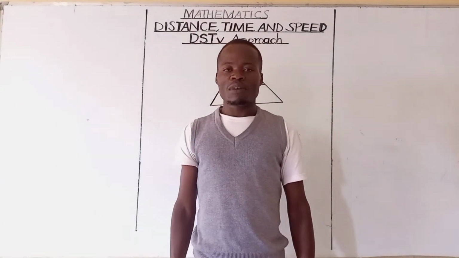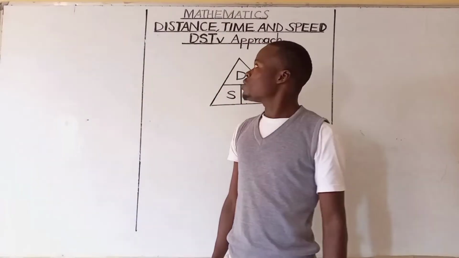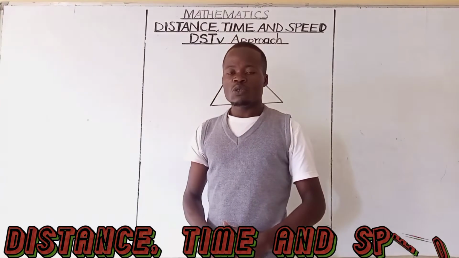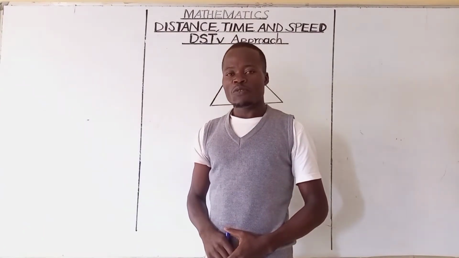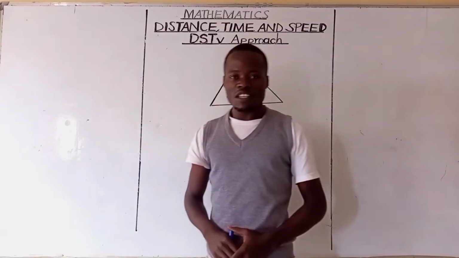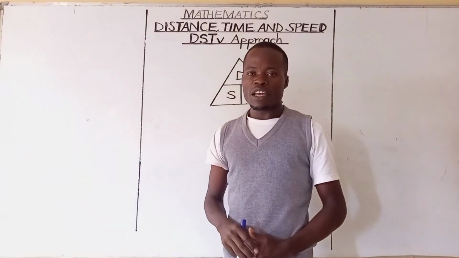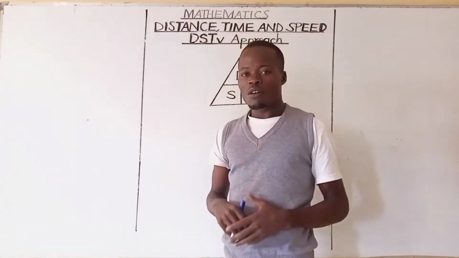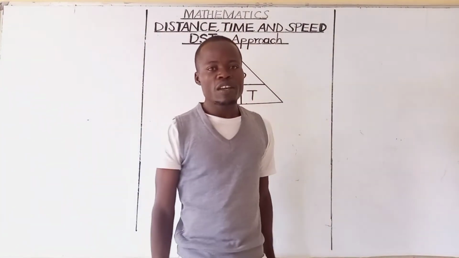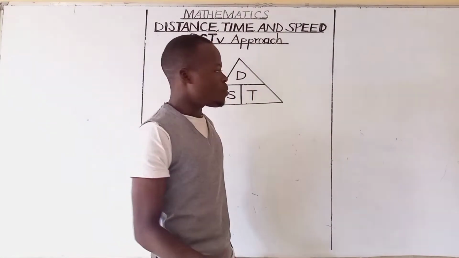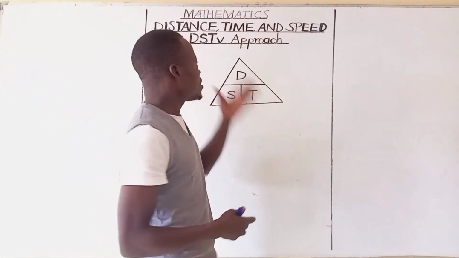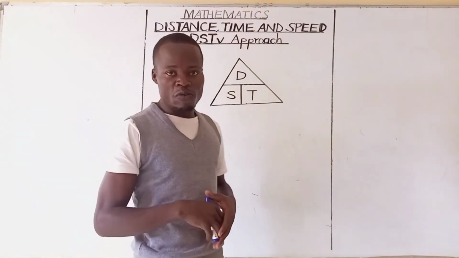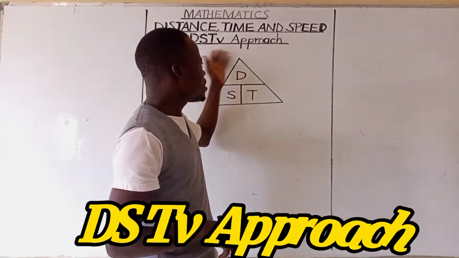I want to take you through a math lesson, and today we are going to discuss distance, time and speed. Today I've borrowed a leaf from a television network, DSTV, to come up with a formula which we can use to calculate the distance, time and speed. Our formula of today is very simple. That is the simplest way in which we can approach how to calculate the distance, time, and speed. We are going to use an approach which I invented by myself called the DSTV approach.